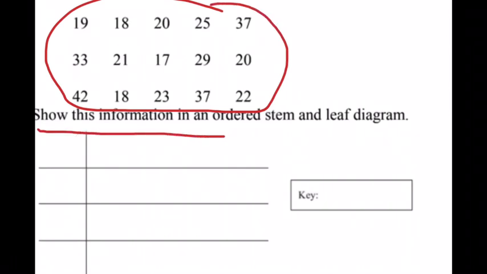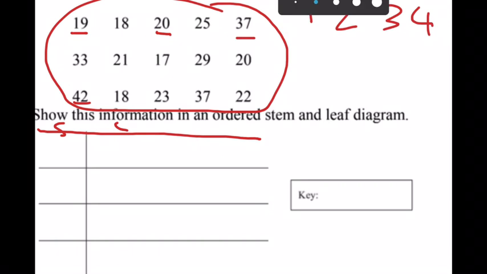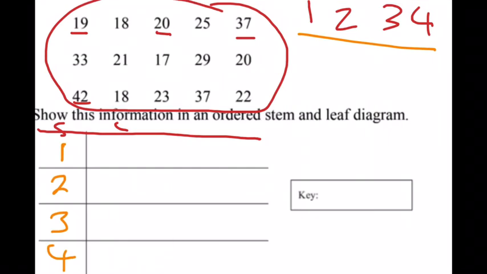It's basically breaking it down to stem and leaf. The stem is the one that will be displayed on the left hand side. Over here we have 19, the first number is 1, and 20, the first number is 2, 37, the first number is 3, and 42, the first number is 4. Now we have to get these numbers and write them down over here on the stem. This is our stem.